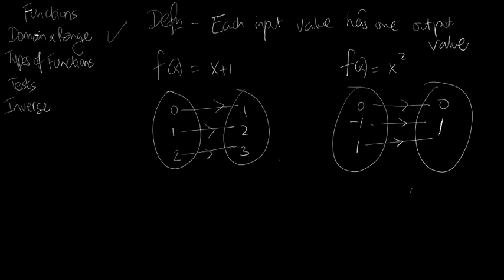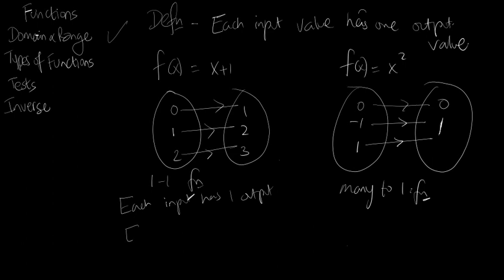However, you have two arrows going towards 1. So we call that a many-to-one function, because you have two arrows going towards the same number, you see? Whereas the first one is a one-to-one function, whereby each input has one output, and actually each output has one input. So if each input has one output, like input 0 has one output 1, input 1 has one output 2, input 2 has one output 3, and each output comes from one input, we call this one a one-to-one function.